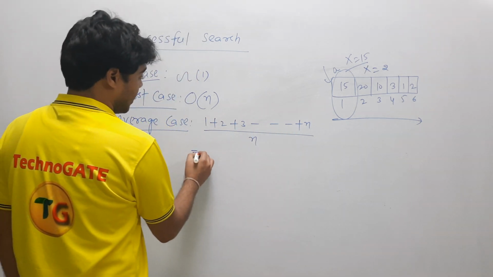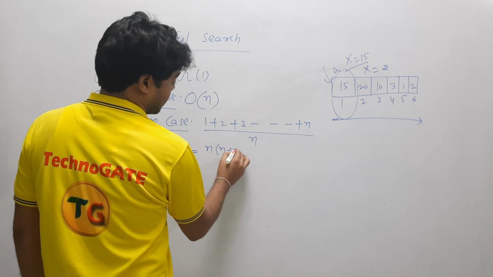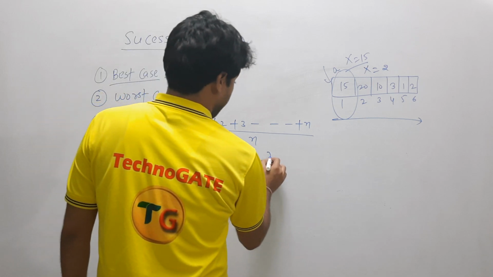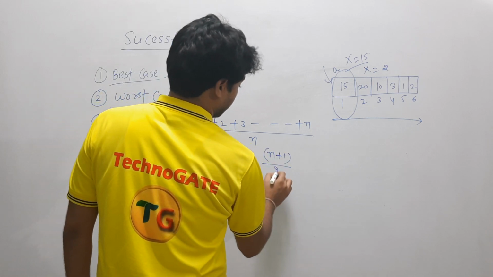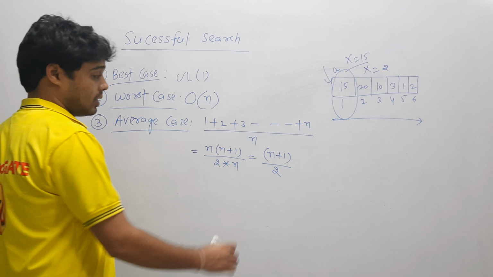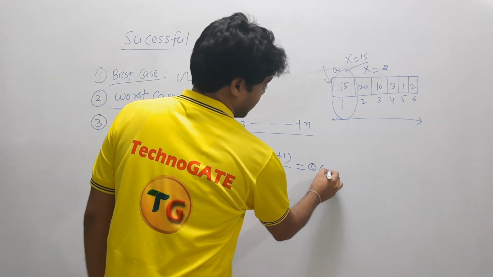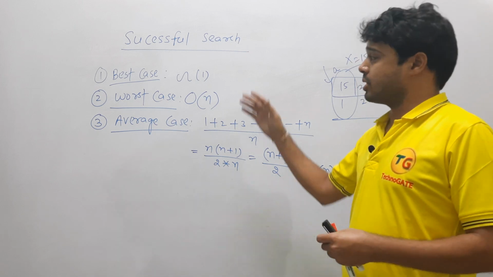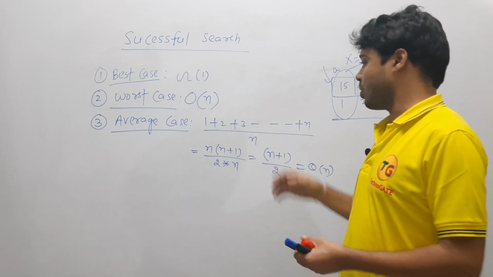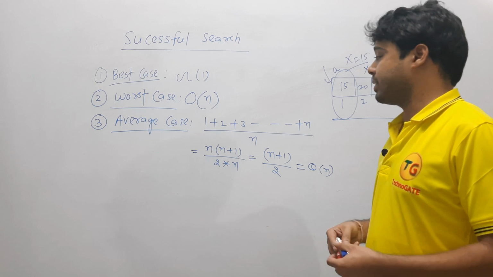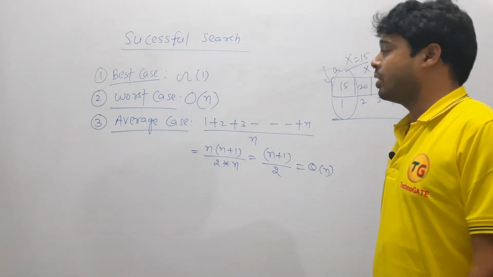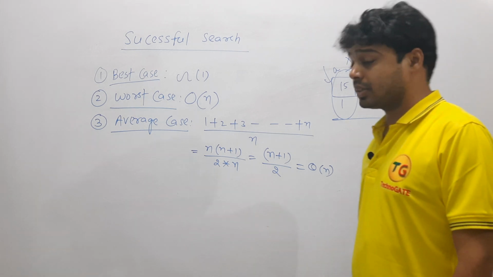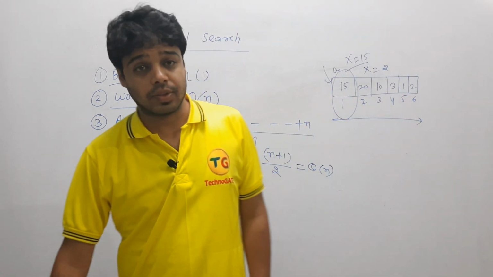So what will happen here? It is n plus 1 by 2 into n, which gives n plus 1 by 2. This is theta of n. So in linear search, the best case is constant time, the worst case is order of n, and the average case, n plus 1 by 2, is theta of n time complexity. This is for a successful search.